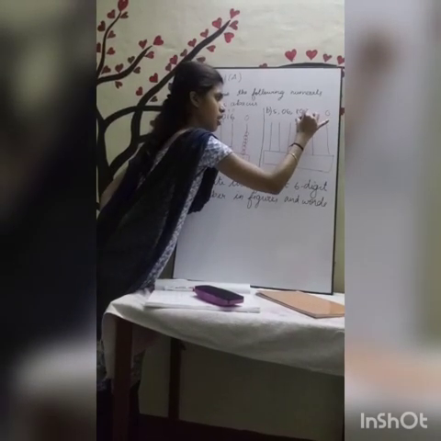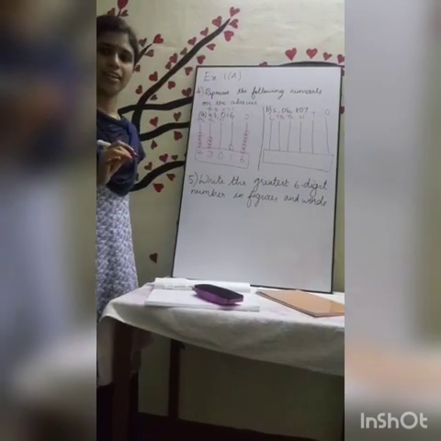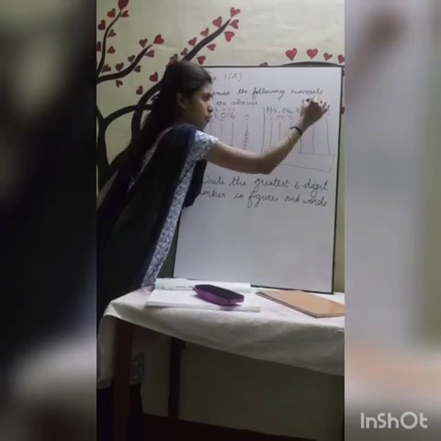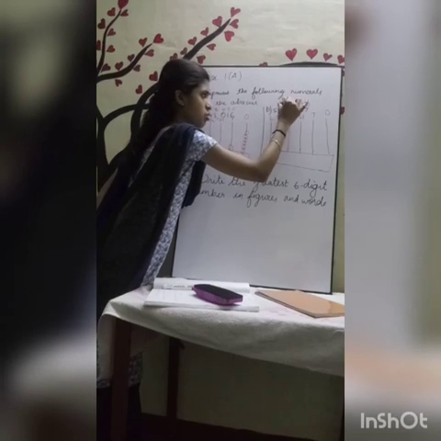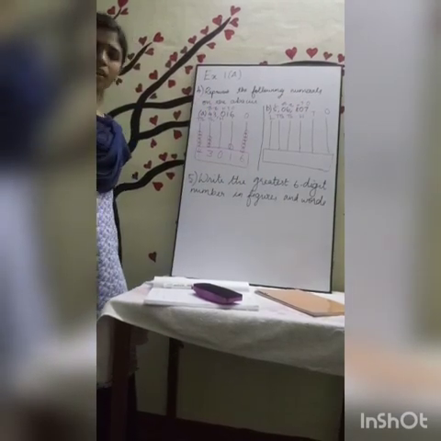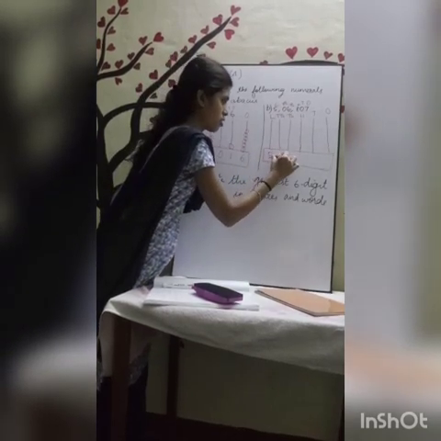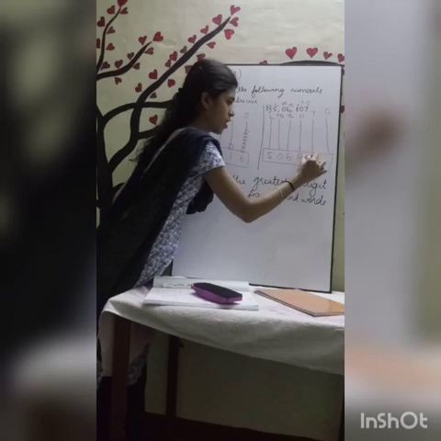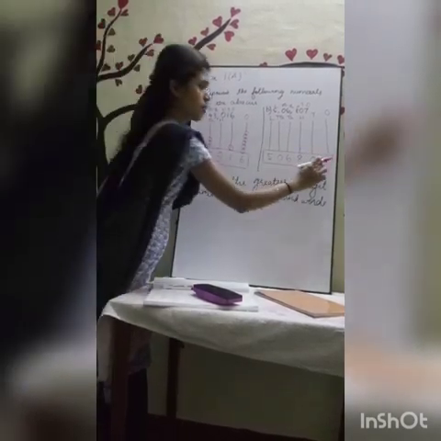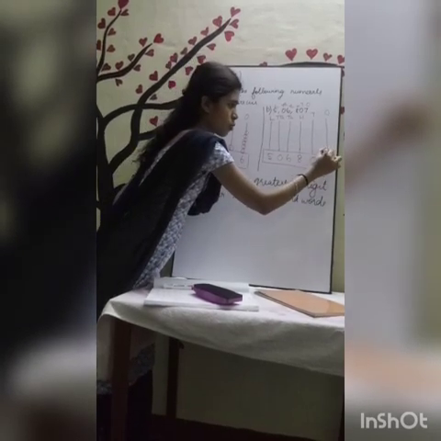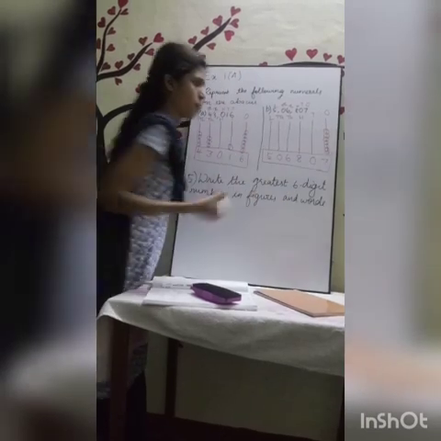Ones, tens, hundreds, thousands, 10,000, lakh. Then I am going to write the place values above the number. Okay. Then I am writing the number below this in the box: 5, 0, 6, 8, 0, 7. Now how many circles do we want here? 7. So 1, 2, 3, 4, 5, 6, 7.